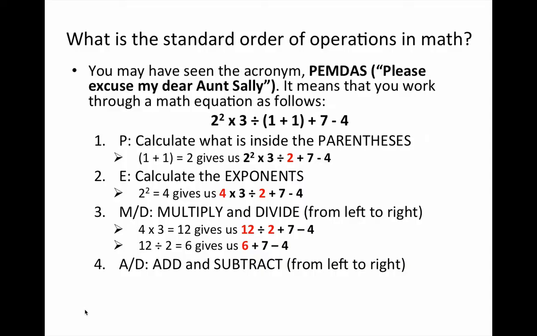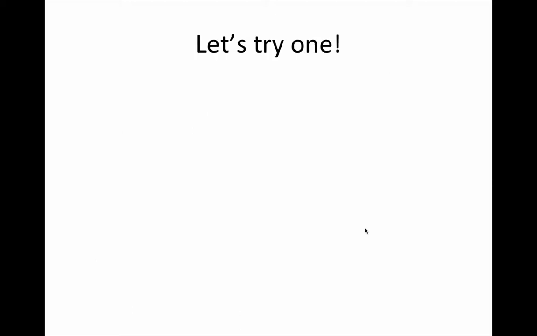Lastly, you add and subtract again from left to right. So if subtraction comes first, you will subtract first and then add. 6 plus 7 gives us 13. 13 minus 4 is 9. So the result of solving the equation 2 squared times 3 divided by (1 plus 1) plus 7 minus 4 is 9. Okay, let's try one together.